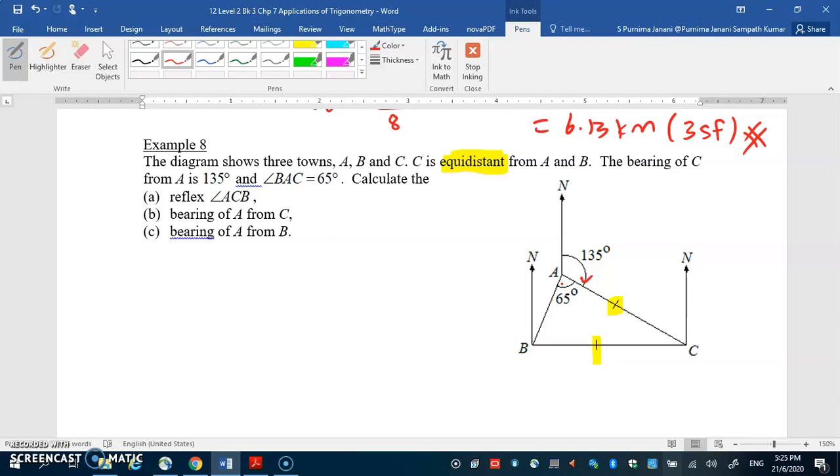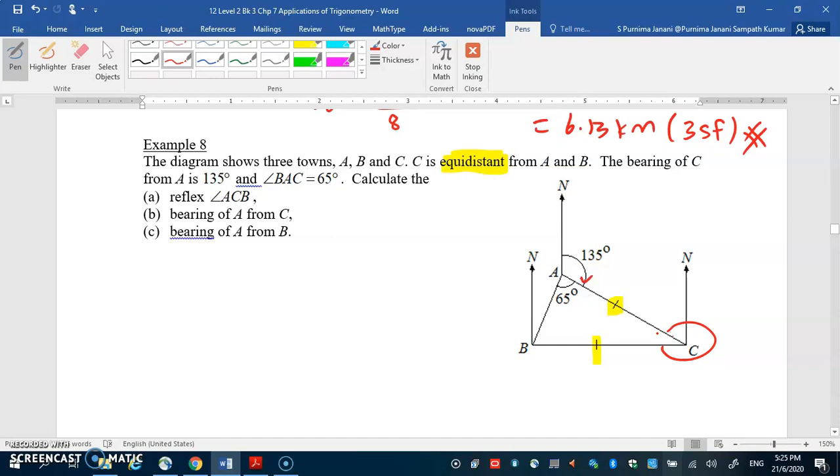Reflex means it is not obtuse, it is different from obtuse. Don't confuse the two. Obtuse is more than 90, less than 180, but reflex is more than 180 already. So when they say reflex angle ACB, they don't refer to this acute angle, they refer to this big angle here. Okay, so how do you find that? This one I don't need to draw an arrow. I'll just draw the whole angle like that. Reflex angle ACB.